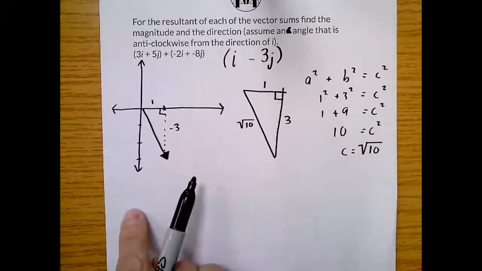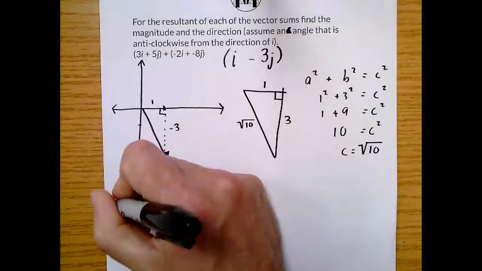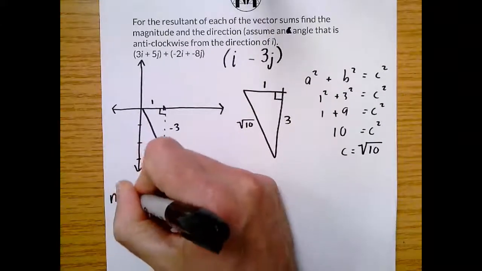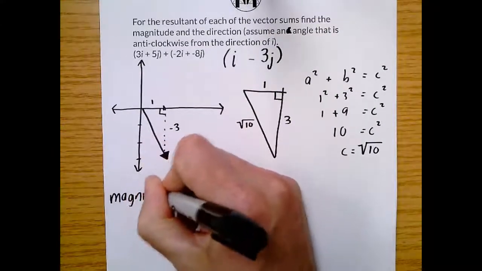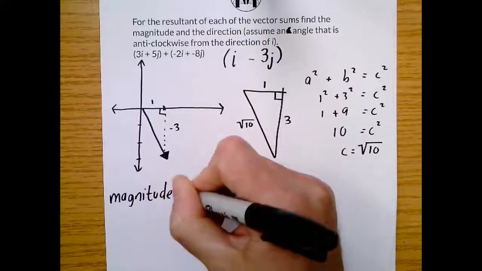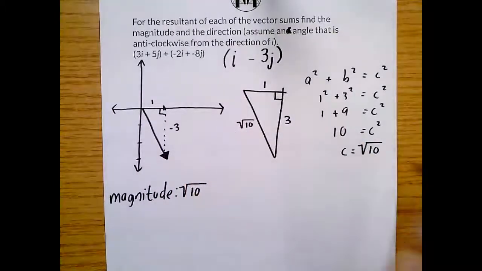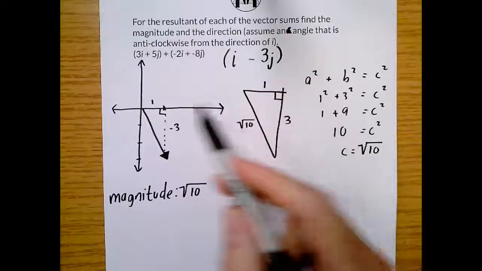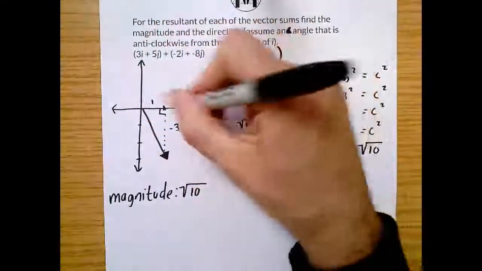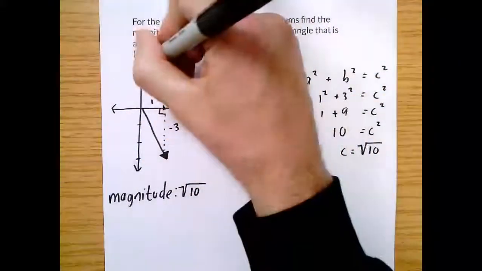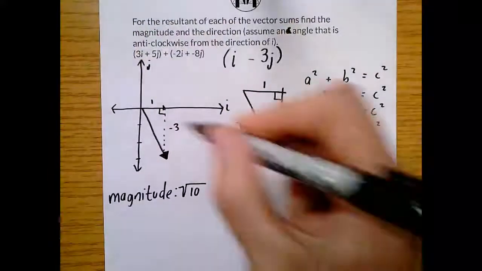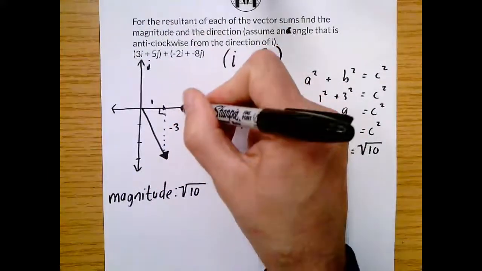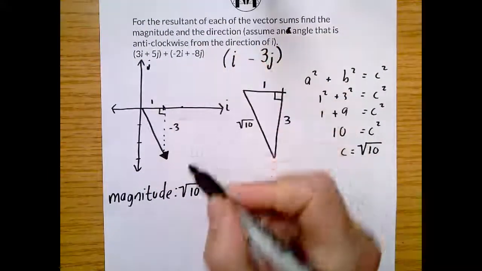So I'm going to write that here and get that done. Magnitude is the square root of 10. Great. Now, the second part of the answer says find the direction, which is to assume an angle that is anti-clockwise from the direction of i. If you remember, i is the x and j is the y. So we're saying we're at i, and we're swinging down.